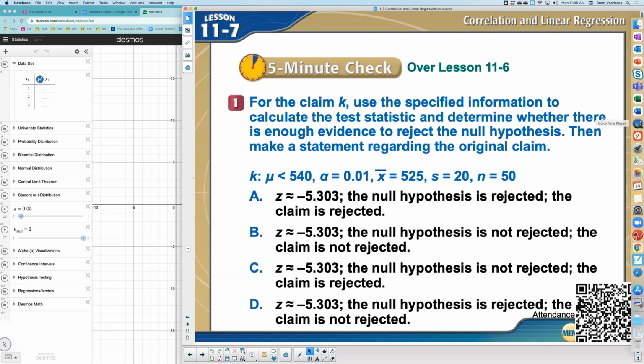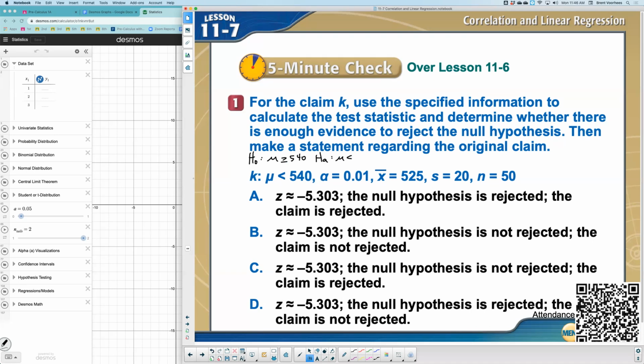So from there, we could establish that, remember, the null hypothesis always takes the equal sign. That means the claim, which has no equal sign, it's just less than, is the alternative. The null hypothesis would be that the mean is greater than or equal to 540. The alternative hypothesis is that the mean would be less than 540. And since that is our claim K, I'm going to write here, claim.